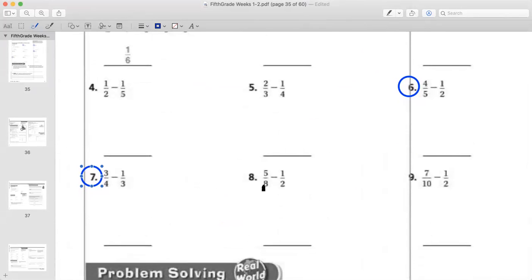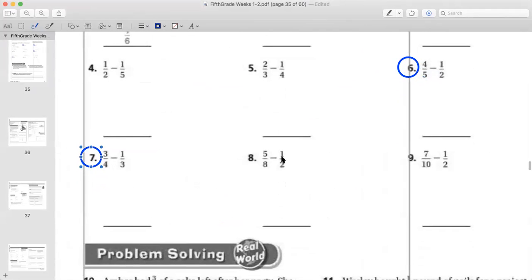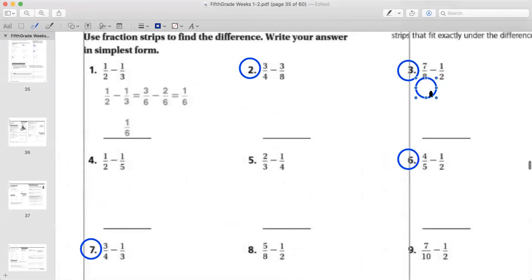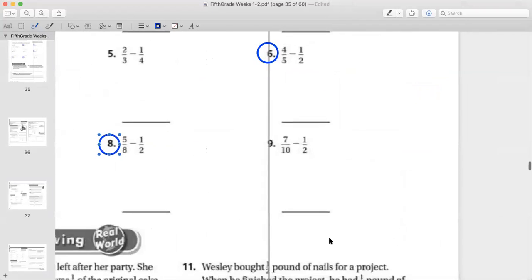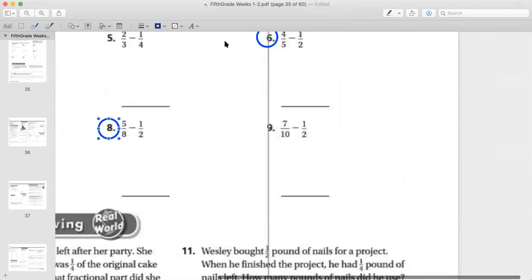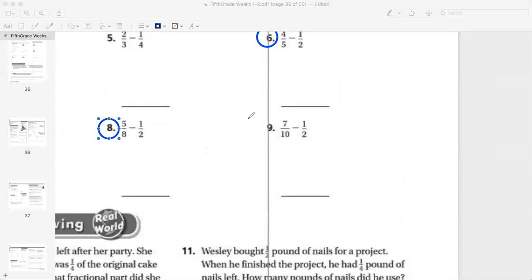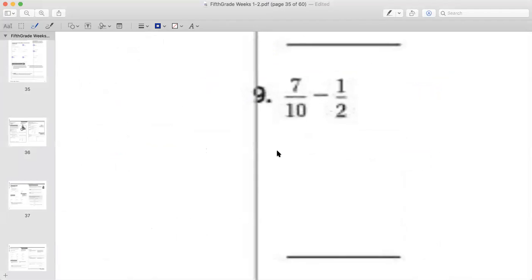And then I think actually, 8 by yourself, and then I will do number 9 with you. So let me get out my drawing tool. Oops, we should probably zoom in so you can see better.